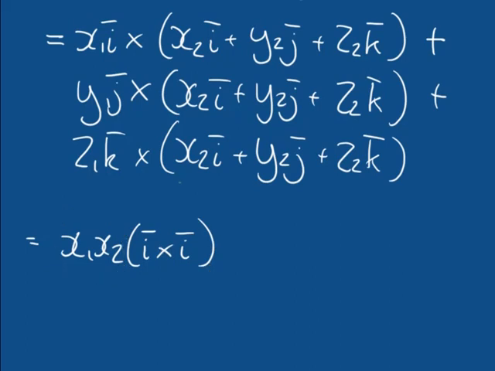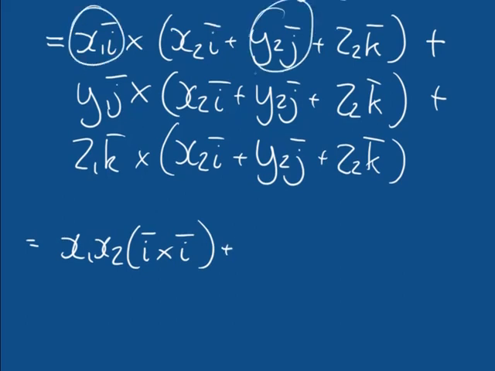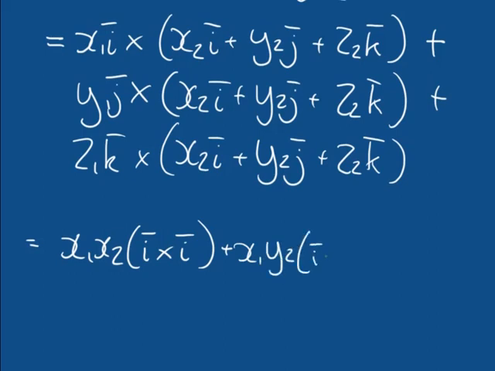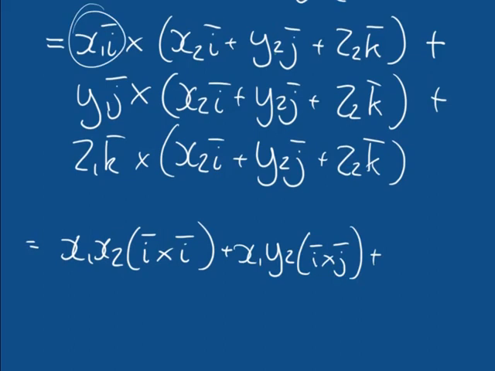And we can do the same now for all of the other terms of our equation. So we're going to add to that x1i crossed with y2j. That's going to give us x1, y2, i crossed with j. Then we can add to that x1i crossed with z2k. So that's going to give me x1, z2, i crossed with k.